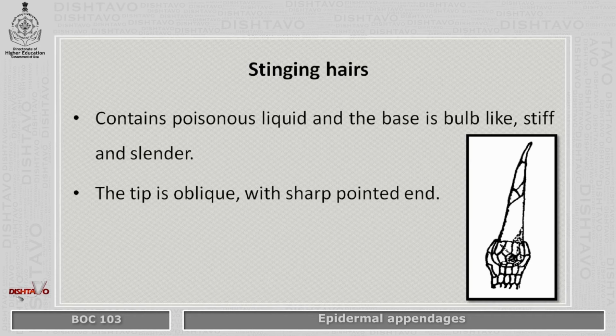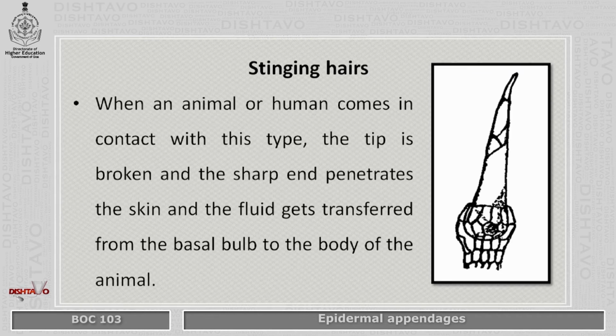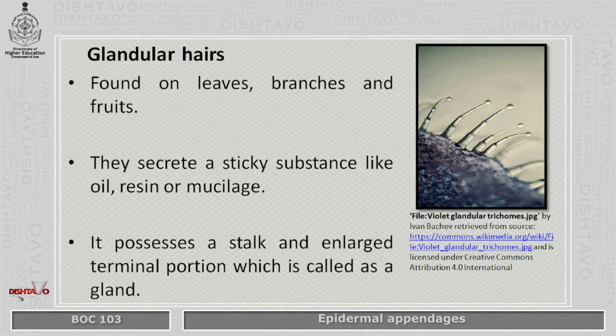Let's have a look at these stinging hairs. Now these stinging hairs contain poisonous fluid and the base is bulb-like as you can see in the picture here. This is the base. The tip of this trichome is oblique with a sharp pointed end. So when an animal or a human comes in contact with this type of hair, the tip is broken off and the sharp end penetrates through the skin and the fluid gets transferred from the basal bulb into the body of the animal.